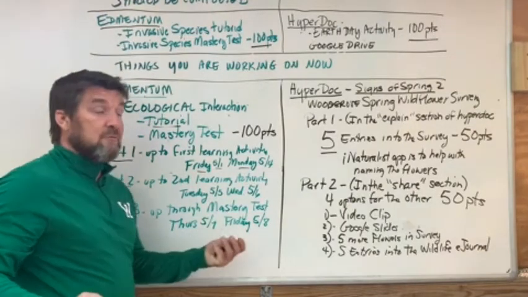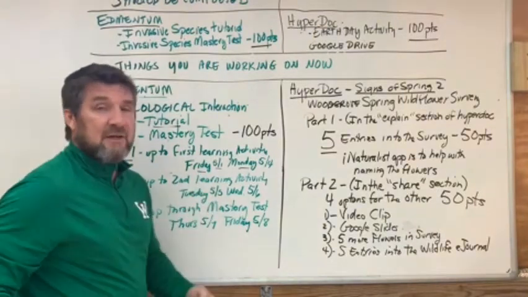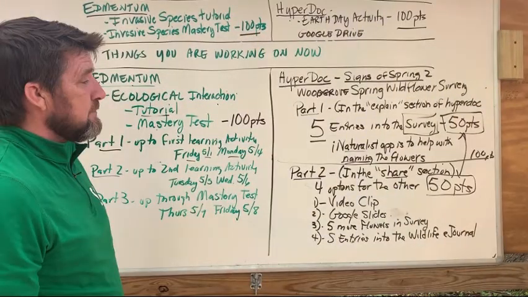Some of you guys have already finished it on the first day I assigned it. It looks like I messed up the video in the most important part of the explanation. In the HyperDoc Signs of the Spring 2, the Woodgrove Spring Wildflower Survey, part 1, which you've had for a while, is when you put 5 entries into the survey, and that is worth 50 points. The iNaturalist app is just to help naming the flowers.